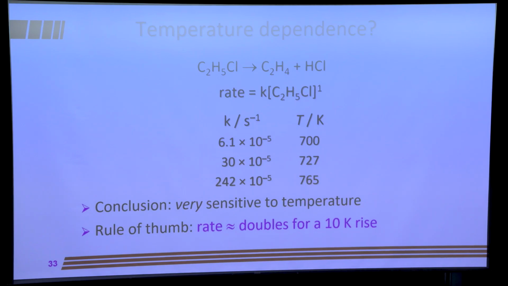We did that at 700 Kelvin, and the rate constant came out to be 6.1 times 10 to the minus 5. We did it again at 727, and it was 5 times that. We did it again at 765, and it was 40 times that. The way we got the rate constant was we monitored the concentration of C2H5Cl as a function of time at each of the three temperatures, then plotted log of the concentration versus time. I just wanted you to bear that in mind for later. So this is where we got the rate constants from to start with, or at least it's one way.